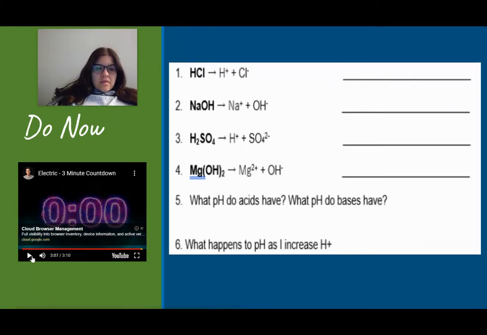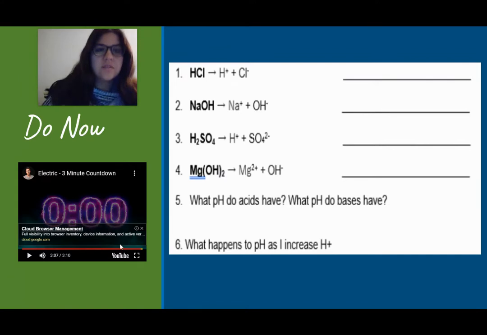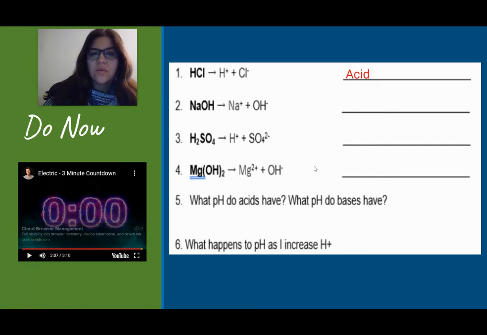So time is up. Let's go over the answers to this together. For the first one, we have that HCl is breaking down into H plus Cl. So you should have said that that is an acid. For the second one, we had NaOH breaking up into Na plus OH minus. That one is a base. Number 3 has H2SO4 breaking down into H plus SO4 2 minus. This is also an acid. And then Mg(OH)2 breaking down to Mg plus OH minus is going to be a base.